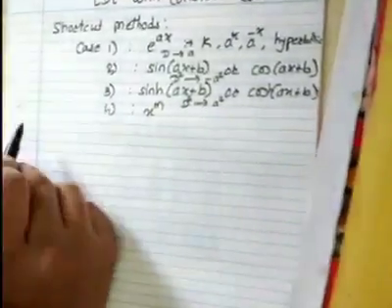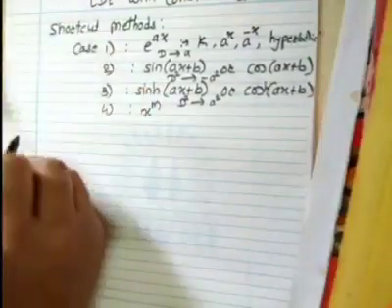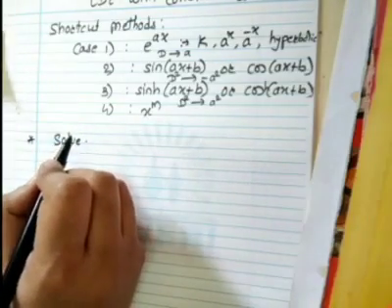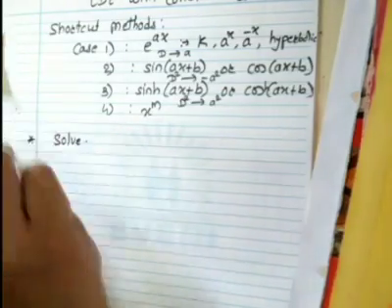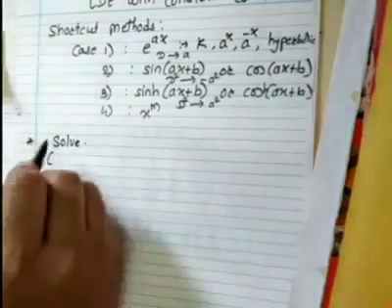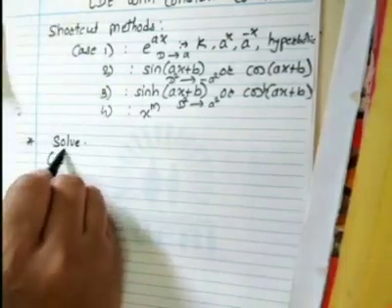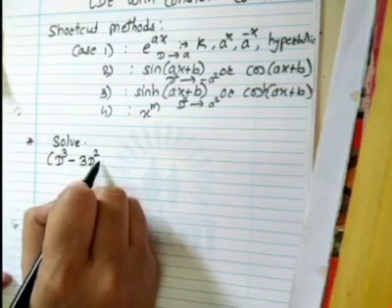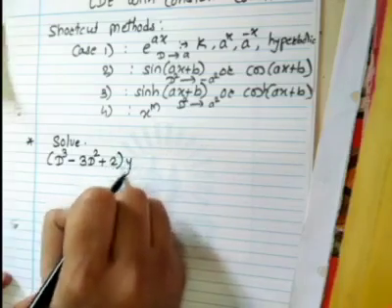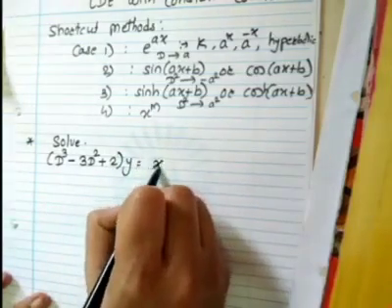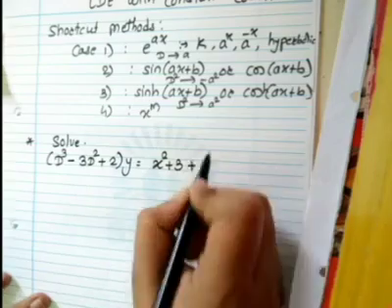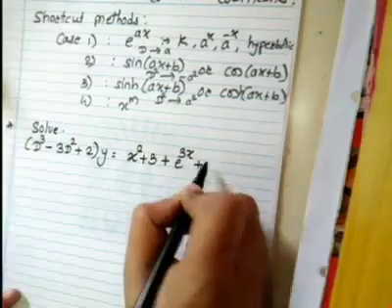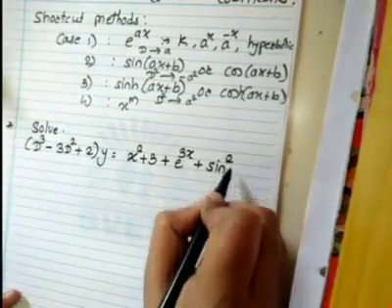Come on, we'll take one more example where we'll see all the combination type examples again. Solve. Solve d cube minus 3d square plus 2, y is equal to x square plus 3 plus e raised to 3x sin square x.